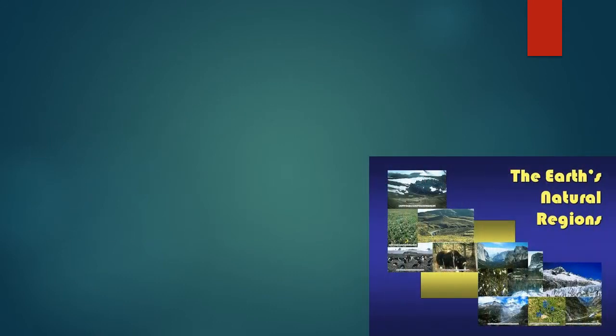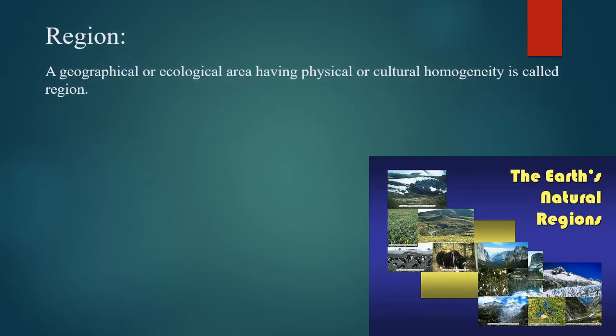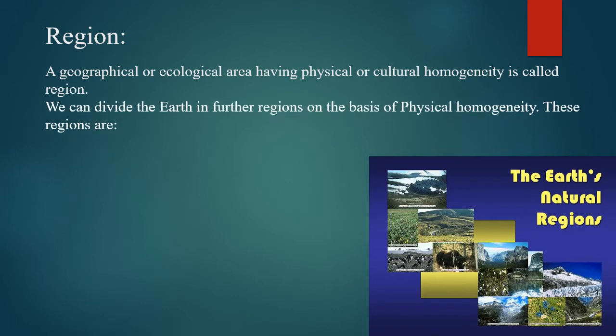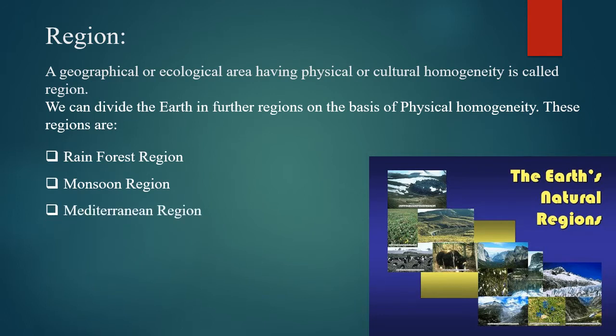Dear students, you already know the meaning of region. Region is a geographical or ecological area having physical or cultural homogeneity. In the previous lecture, we have studied about the region on the basis of horizontal distribution of temperature. But now, here we are going to divide the earth in further regions on the basis of physical homogeneity. These regions are rainforest region, Monsoon region, Mediterranean region, steppe region, Tundra region, desert region.